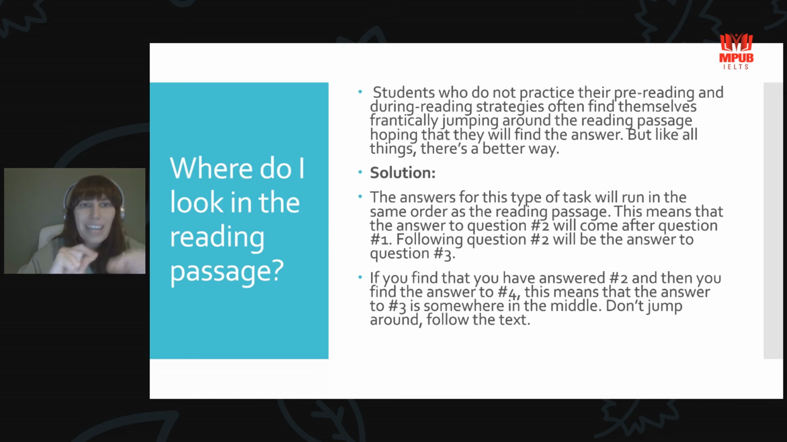Okay, so this means that the answer to question 2 will come after question 1. It won't be before it. Also, following question 2, the answer will be for question 3. So you don't have to be jumping back and forth. Because again, that will waste time in the exam. And also, the IELTS exam has set it out quite nicely for you, so you're not jumping around. Okay? So, follow the text is my advice. Just follow the text. Don't be like a frog, jumping up, jumping down. Okay, so just bear that in mind next time you do a practice paper or take your exam.